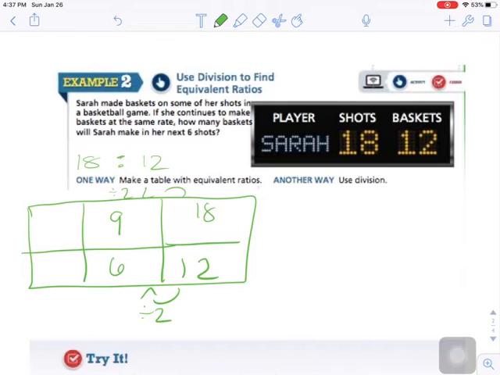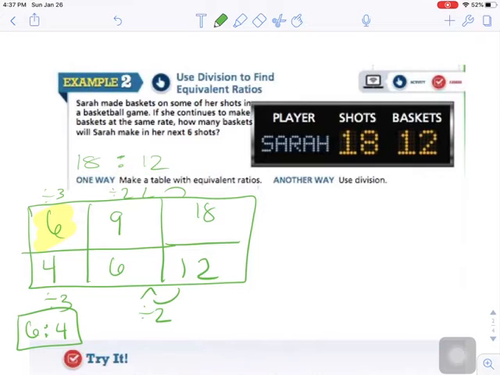And then I know I can divide again. I can do 18 divided by 3, which is 6, which is what we wanted to get to. We wanted to get to 6 shots here. And then remember, whatever I do to the top, I have to do to the bottom. So I'm going to do 12 divided by 3, which is 4. So my answer here is for every 6 shots, she makes 4 baskets. So for every 6 shots, we're making 4 baskets here.